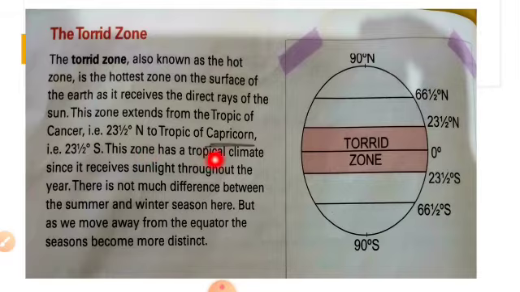This zone has a tropical climate since it receives sunlight throughout the year. In this zone we will find a very hot season. There is not much difference between the summer and winter seasons here. But as we move away from the equator, the seasons become more distinct.